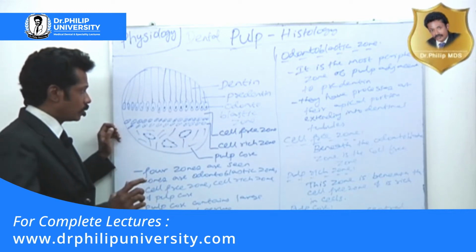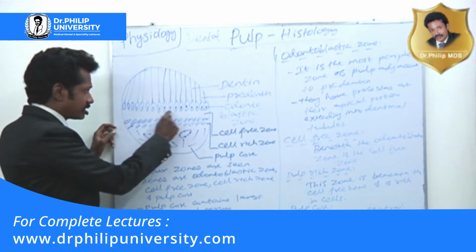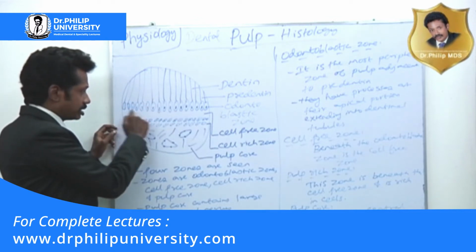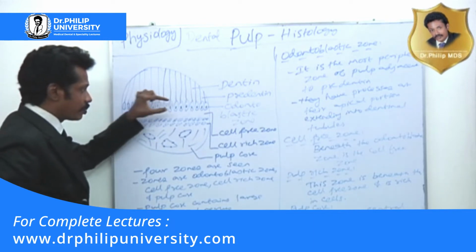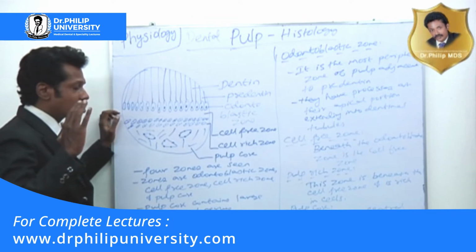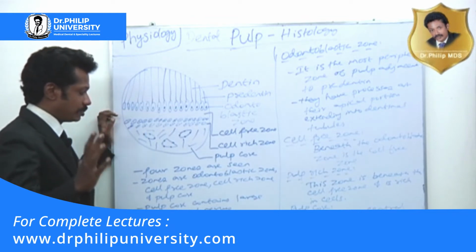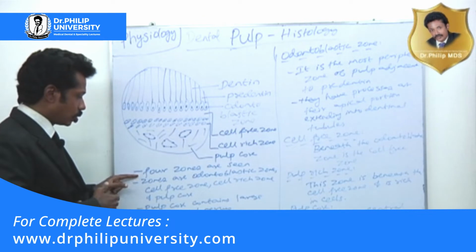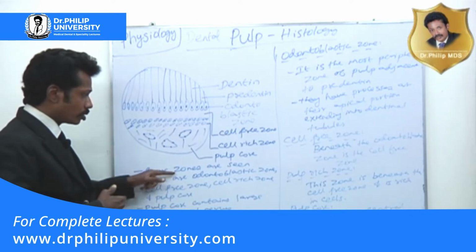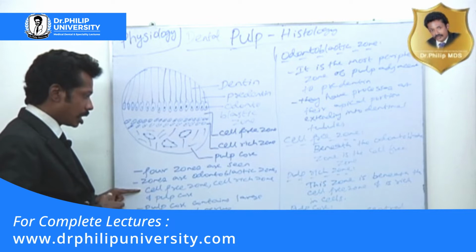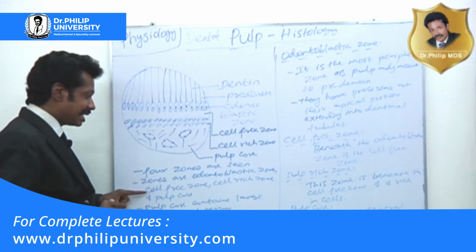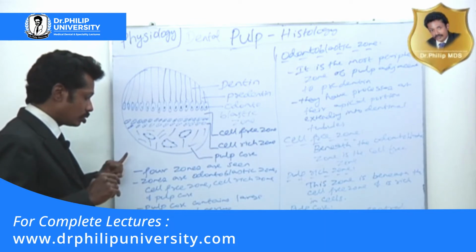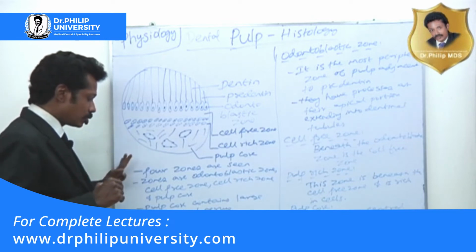The important thing to be noted is, in the middle of the circle, you have to draw these structures, and the nucleus is placed. This is called the odontoblastic process. There are actually 4 zones in the pulp. You have to keep this in mind. The zones are odontoblastic zone, cell-free zone, cell-rich zone and pulp core.